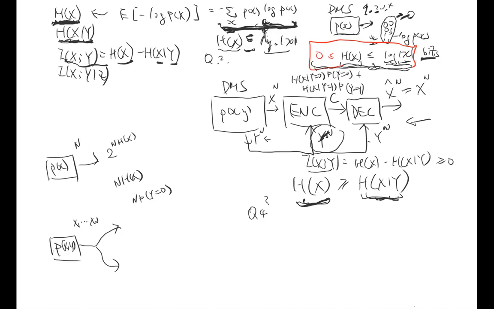So let's say, what's H(X+1 | X)? Let's say X is a random variable. X plus 1 can be a random variable as well, right? What is H(X+1 | X)?